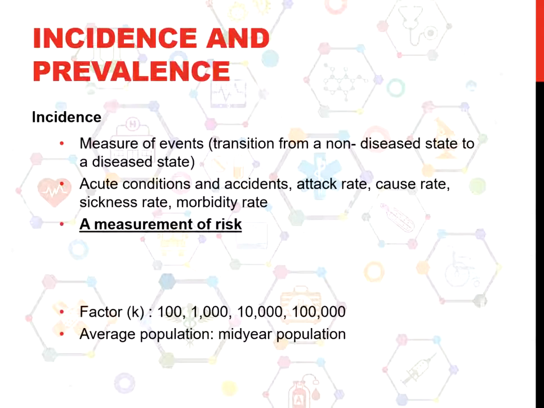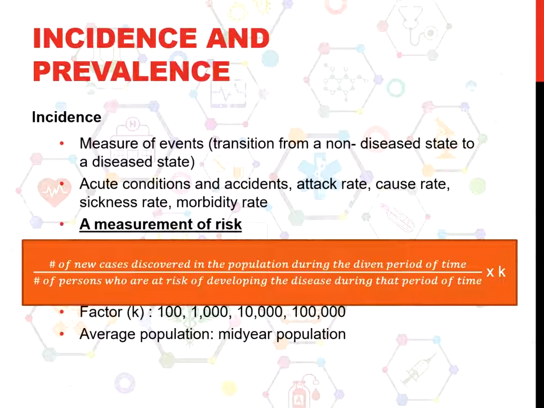So incidence is a measure of risk. So it is the number of new cases discovered in the population during the given period of time over the number of persons who are at risk of developing the disease during that period of time. So factors, again, constant. So average population is the mid-year population. So kapag may tinutukoy or may sinasabing average population, yung tinutukoy natin dun is mid-year population.